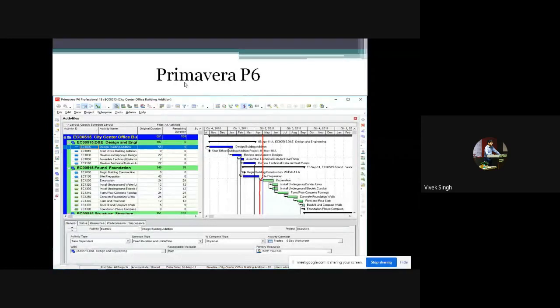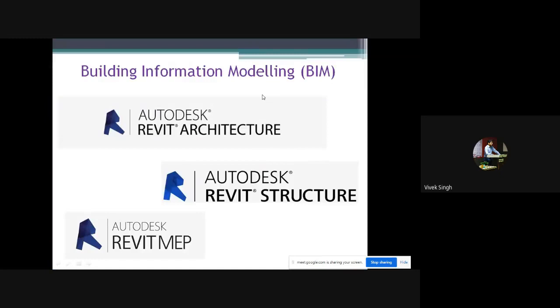And then we have Primavera P6, which is the best in project management. The maximum trainings I deliver are for Primavera P6 only. The trainings are for outside countries, not India. Now, building information modeling, we have 3 softwares here.